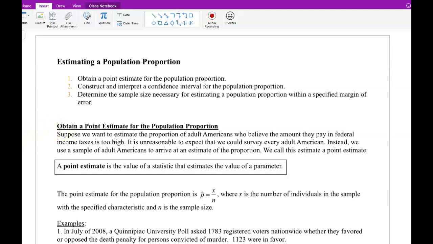Hello everyone. Here on this part we have estimating a population proportion.